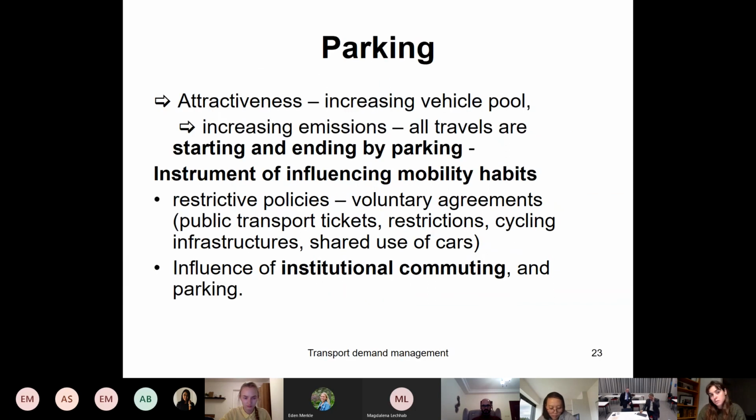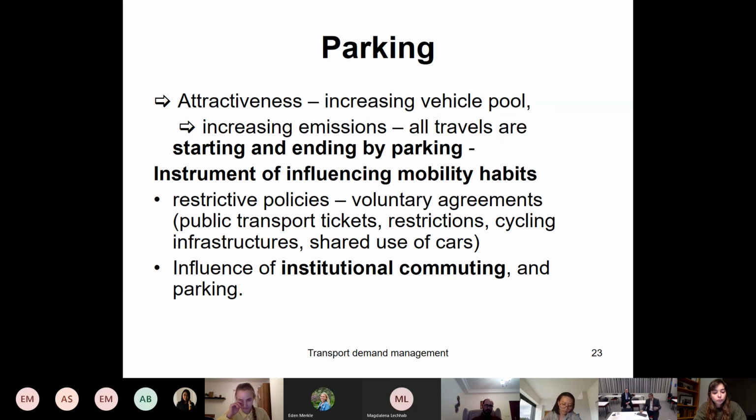These are a little bit more traffic engineering issues, like parking management, parking control, but this is an important tool and an important opportunity for urban transport management, or influencing of habits, influencing of decision making regarding transport.